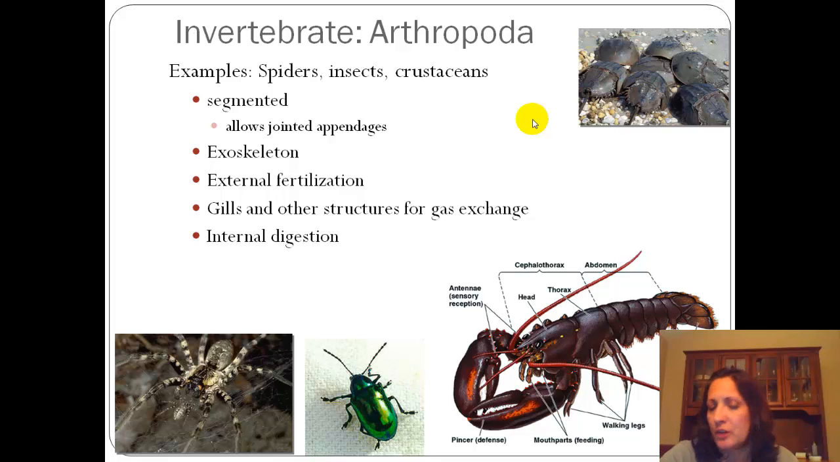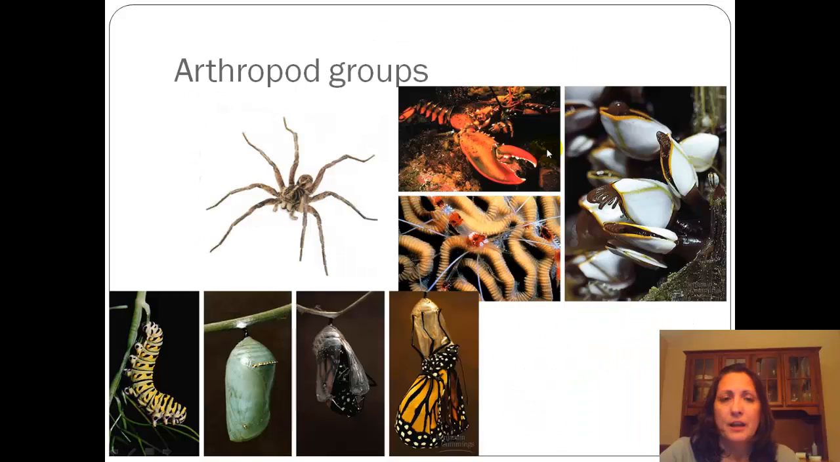And if you've ever eaten a lobster, you take advantage of those joints when you're breaking the organism apart to eat it. They have an exoskeleton. They do external fertilization. They have gills and various other structures. A lot of these are terrestrial, so they have other structures for gas exchange, and they have internal digestion. And we can break these guys into 3 different groups.